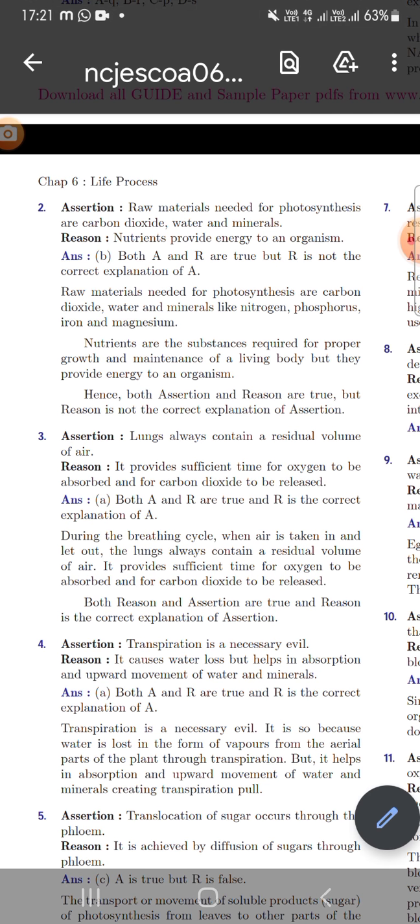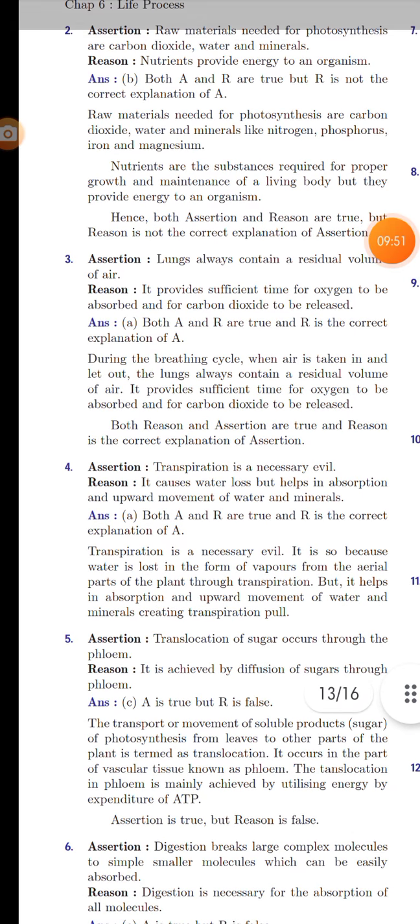Transpiration is a necessary evil. Of course, true. It causes water loss but helps in absorption and upward movement of water. This we have studied in which concept? We studied transportation in plants and I told you about the transpirational pull. In some of the plants, the loss of water creates scarcity, and then the water is pulled up through the xylem tissue against the gravitational force, and the movement is by the process of diffusion. So, the answer goes with A.